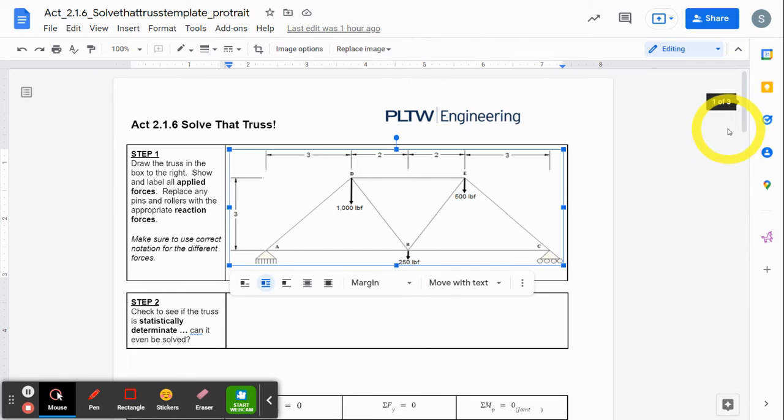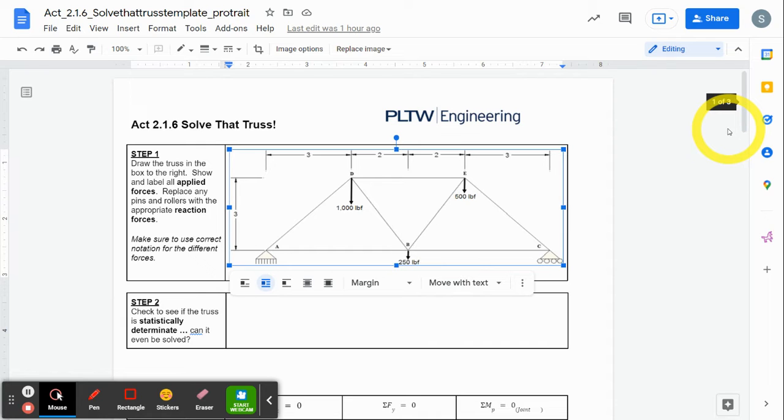It's Mr. Louie. So what I'm going to do today is discuss this activity 2.1.6, solve that truss. As you guys know, the whole goal of this is to look at this truss and step through the process on how to isolate different kinds of variables and figure out what your unknowns and known values are. So we're going to look here at step one.